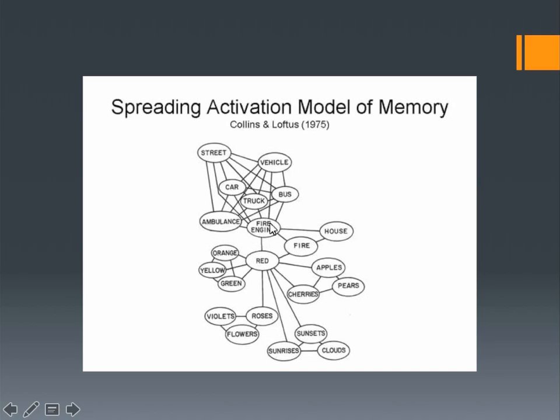So both fire engine and ambulance here would likely activate red. But the idea is that if I activated car, it would slowly trickle down to all the other things that are related to car. So it would activate bus and truck and ambulance and fire engine, which would then in turn activate red, which would then in turn activate roses. So you could get from car to roses. The way to think about spreading activation is that seven degrees of relatedness game. So this is related to this, which is related to this. That's how spreading activation works.